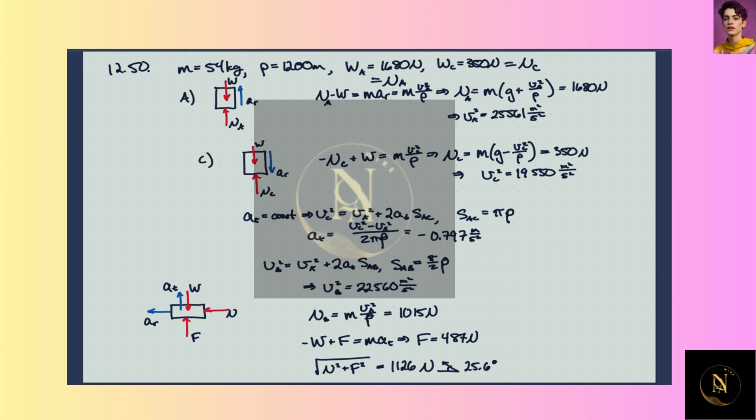Now they ask us about what's happening at point B, where the plane is vertical. And so we can figure out that v_B squared equals v_A squared plus 2 times this acceleration times the length from A to B, and that's pi over 2 times rho. And we know what all this is, so we can just solve: v_B squared is 22,560 meters squared per second squared.